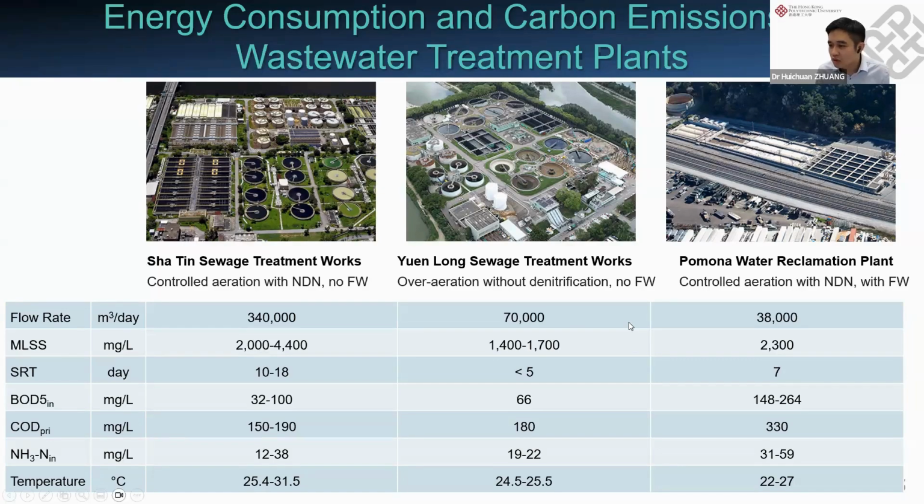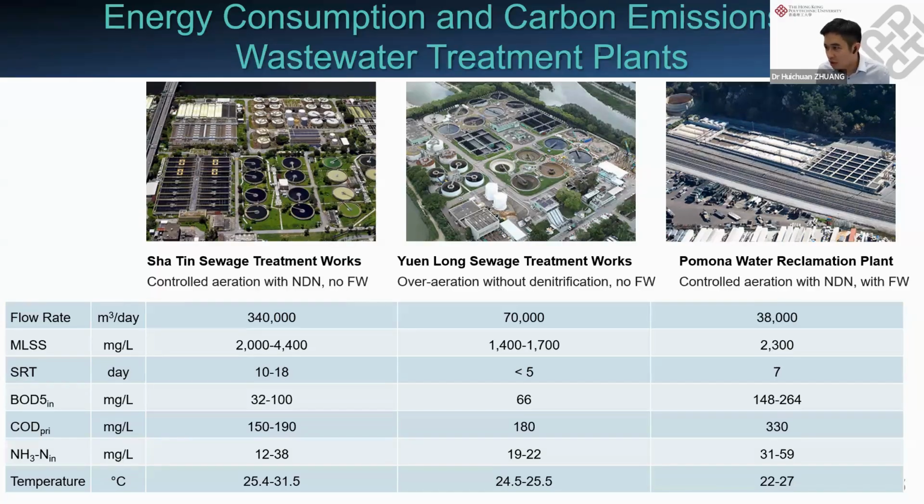And the second one is a rural sewage treatment works, which represents a sewage treatment system that doesn't need to remove nitrogen. So only an over-aeration condition was applied, and also no food waste is inside the influent. So this means we just try the high load condition in this aeration tank.